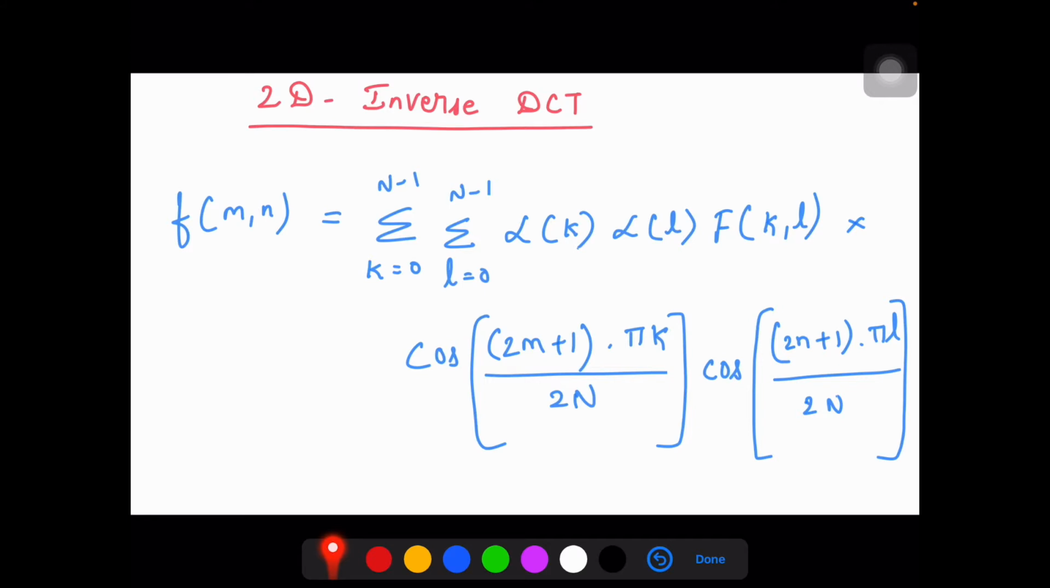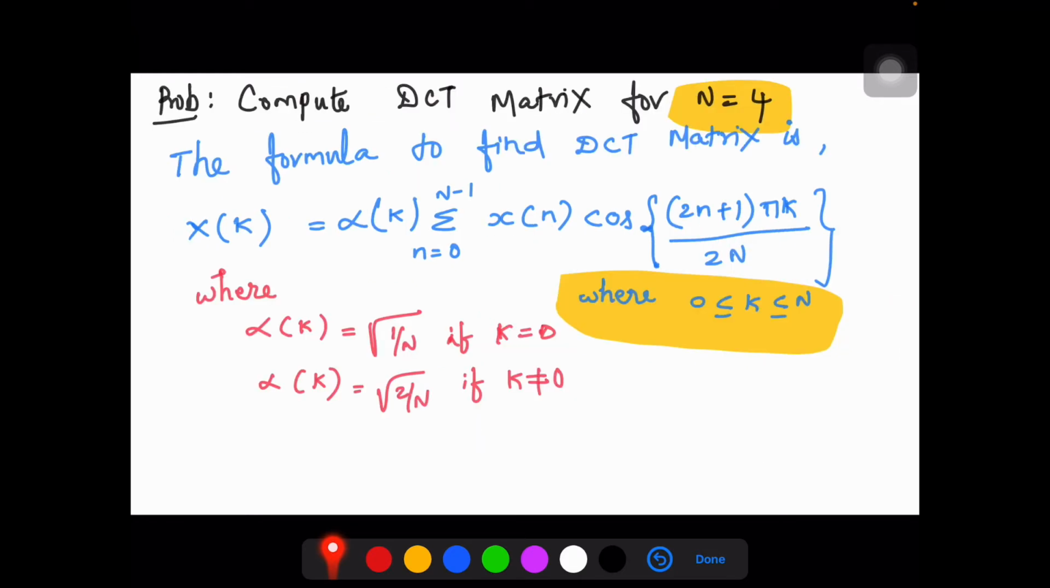So the 2D inverse DCT is given as follows. If you want the time domain image, f(m,n) is given by summation k equal to 0 to N minus 1 and l equal to 0 to N minus 1, with the coefficients alpha(k) and alpha(l) multiplied with F(k,l), multiplied with the kernels, again cos of (2m plus 1) pi k by 2N, and the other is cos of (2n plus 1) pi l by 2N.